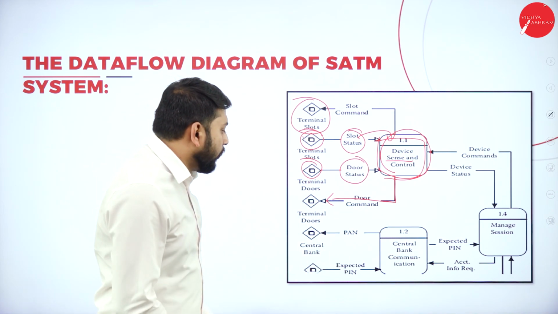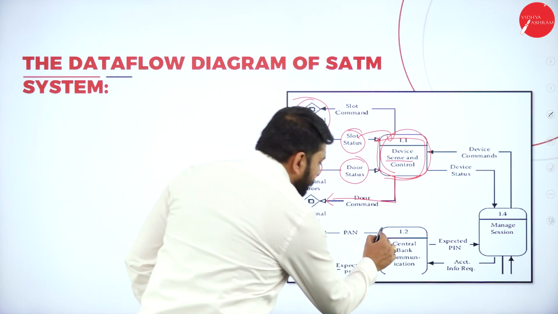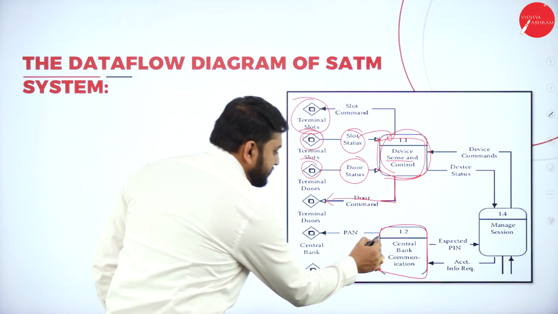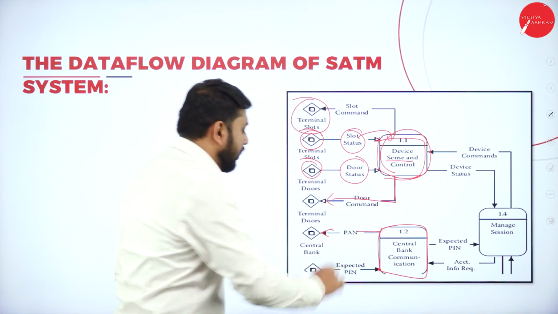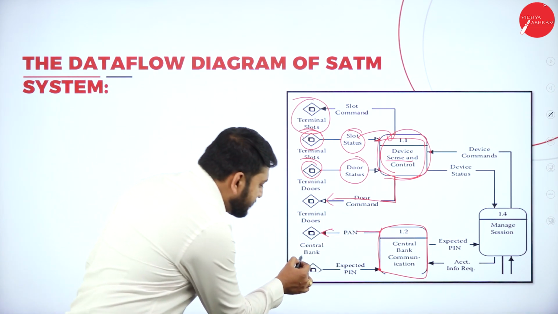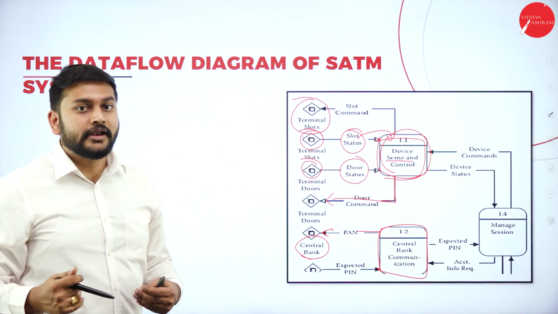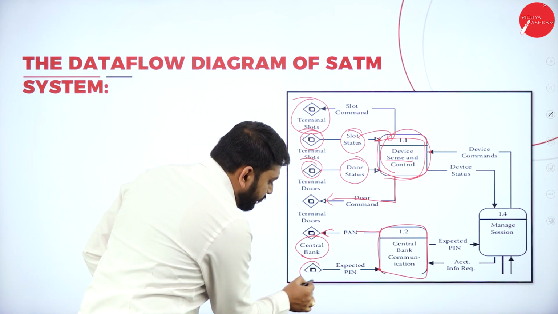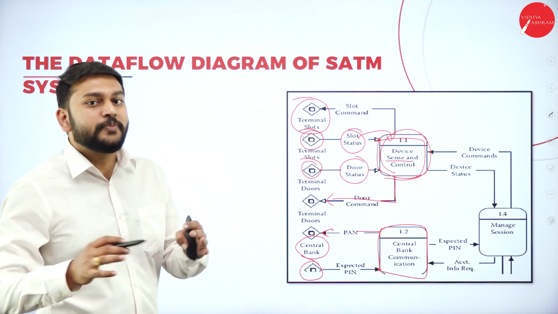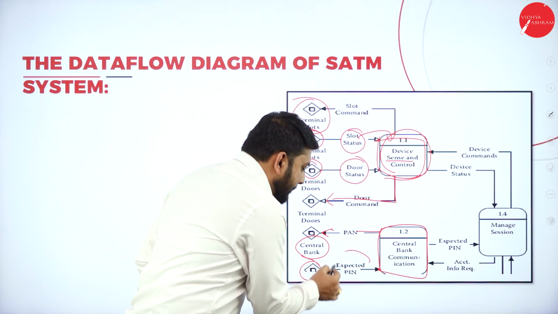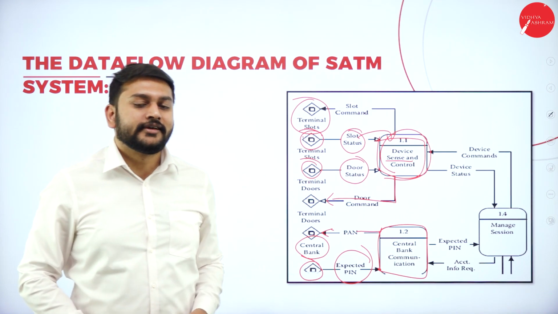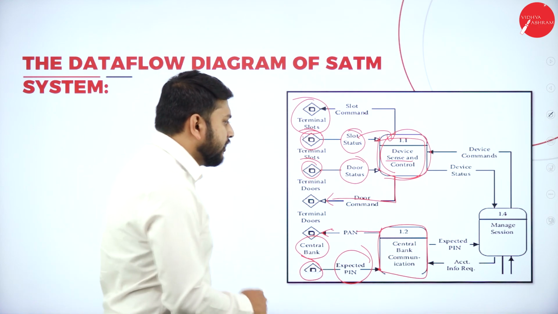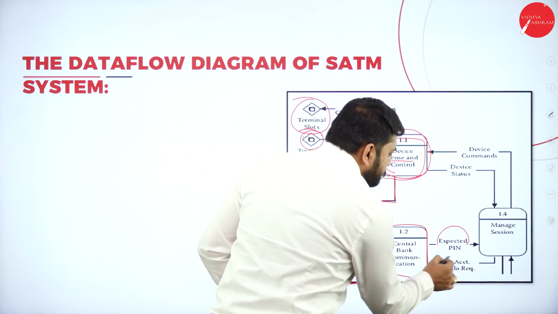Moving forward, I have the central bank communication. This is one system that I have. Here, the permanent account number is going to the central bank. My permanent account number is going to the central bank, and then the central bank expects the PIN that you want to enter. So it is asking you to enter the PIN. That's what you need to understand. So, the expected PIN.